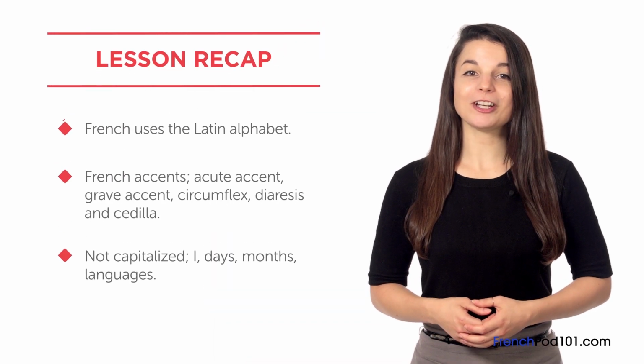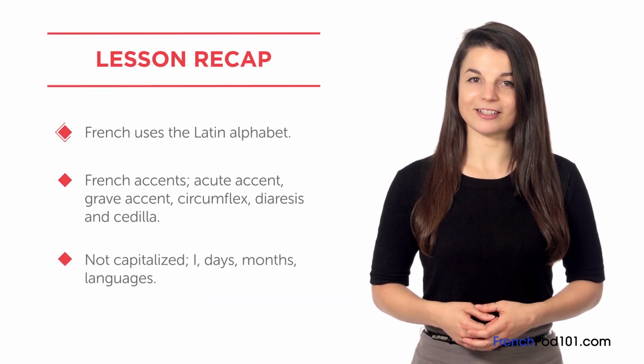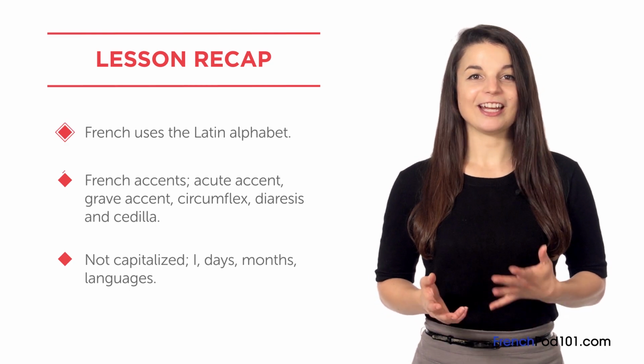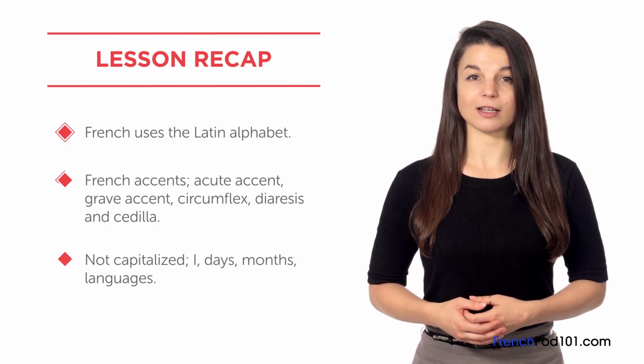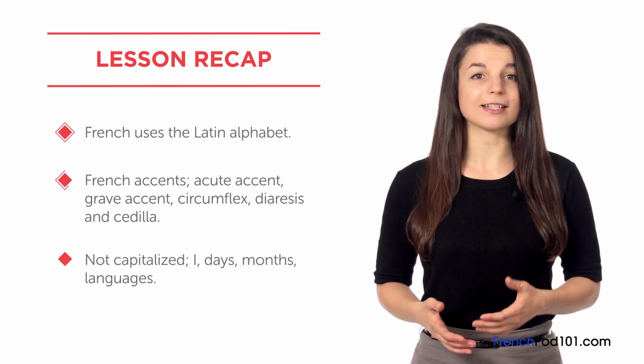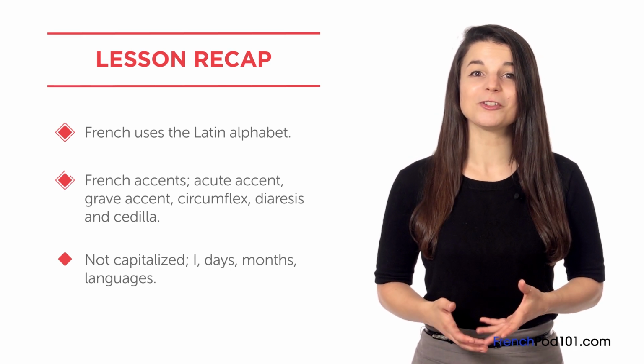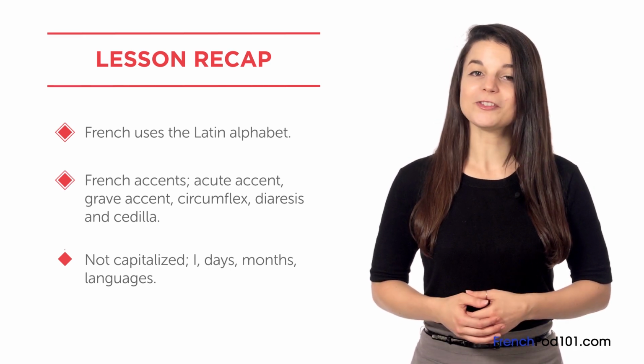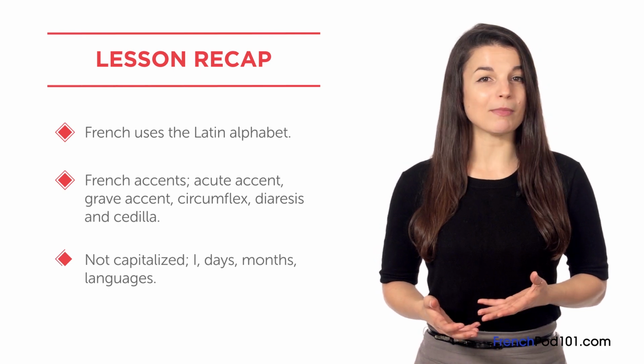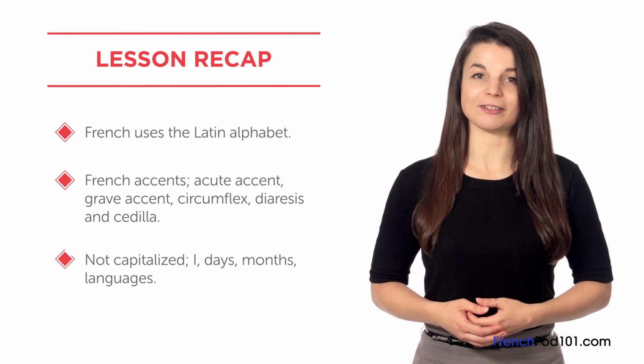Well done! Let's wrap up this lesson by recapping what we've learned. In this lesson, you learned that French uses the same Latin alphabet as English, consisting of 26 letters. Additionally, there's also the acute accent, grave accent, circumflex, diaeresis, and cedilla, which are used to accentuate certain letters. You also learned that I, days, months, and languages aren't capitalized in French.